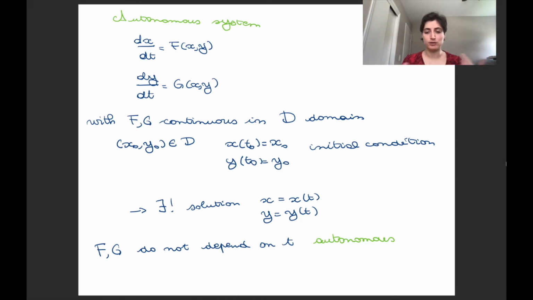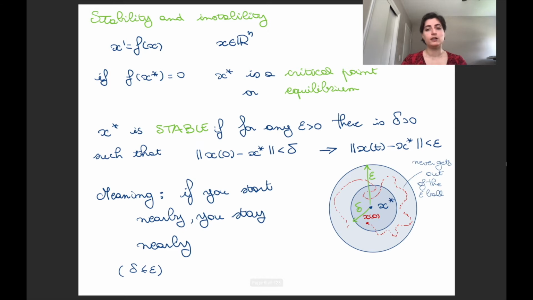So what we want to be sure of is that the solution doesn't exit the domain of continuity. If the solution exits the domain of continuity, then we're not sure about the existence of it anymore. But as long as we start inside the domain, then there is a neighborhood in which we know the existence. And if we know the existence, we know the uniqueness. Now that we know that a solution exists, we want to talk about stability and instability.